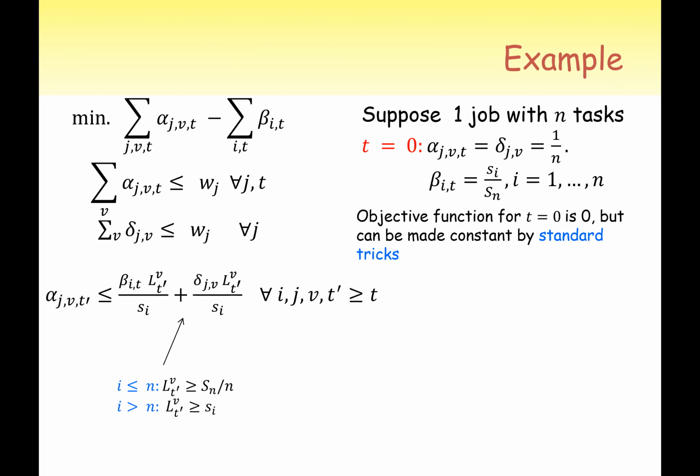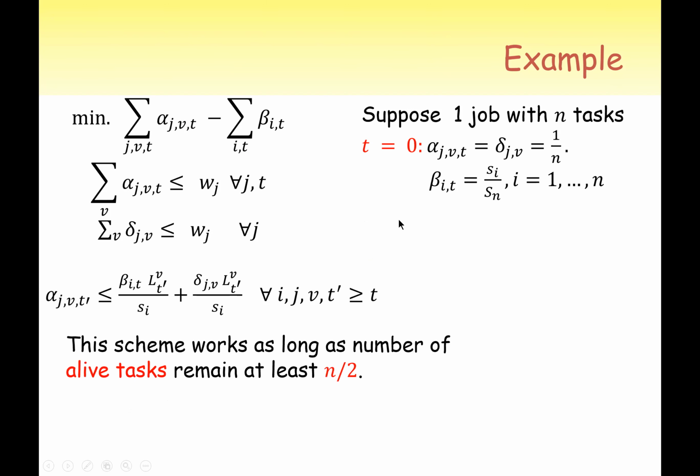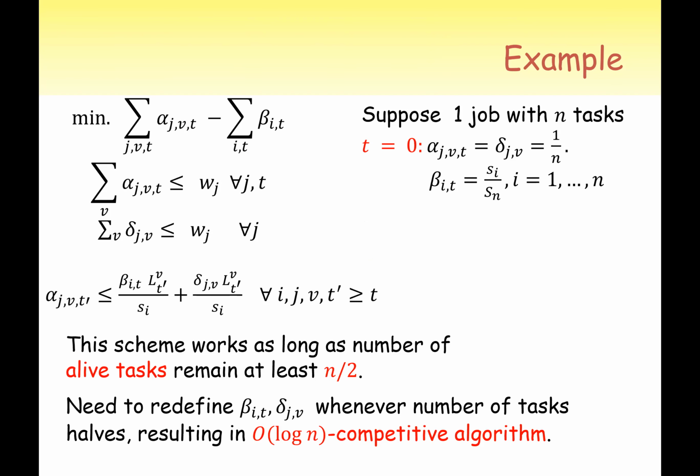But the main point I want to say is that there is this parameter n here, and this n will keep on changing, because as more tasks are getting processed and the number of tasks reduces, this value n will change. So this kind of dual solution will not work for all times. This is the main caveat. More or less this scheme will work as long as the number of tasks doesn't change much. If they stay at least n by 2, this will work. But the moment they become very small, then this will not work.